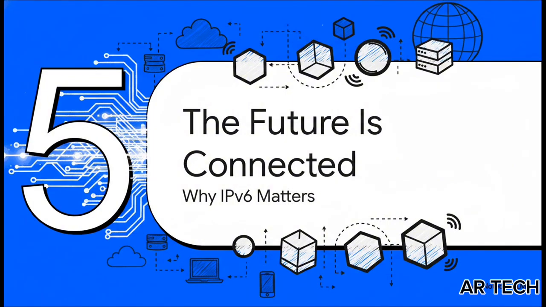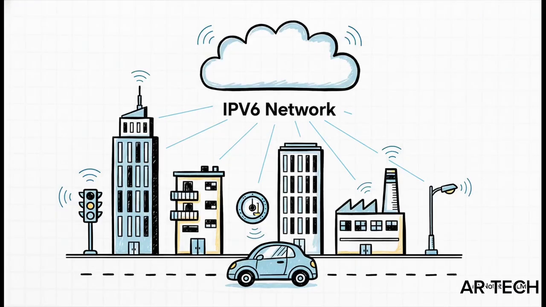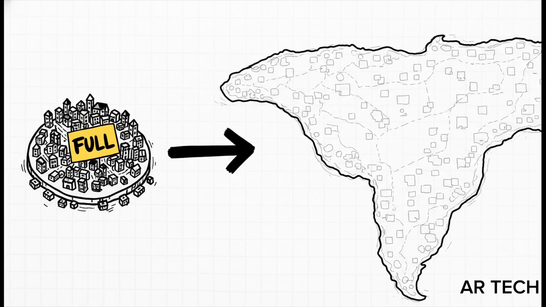So why does any of this matter to you? Because this quiet, totally behind-the-scenes upgrade is what's making the entire future of technology even possible. Think about it. Every single smart device, from your thermostat at home to all the little sensors in a fully connected smart city, every single one needs its own unique IP address. The practically infinite pool of IPv6 addresses is the resource that allows the whole Internet of Things to actually exist and grow.